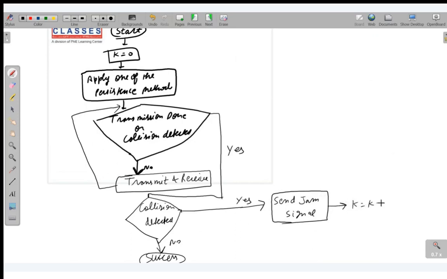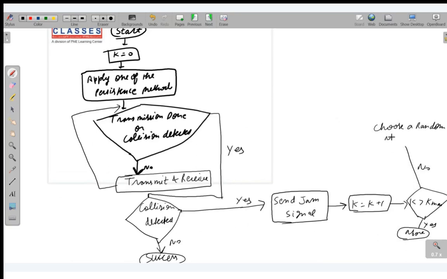K is equal to k plus 1. It's just like ALOHA: zeroth attempt, then the attempt count will keep on increasing and so on. Is k greater than k max? If yes, then abort the transmission. If no, then choose a random number r between 0 and 2 power k minus 1.